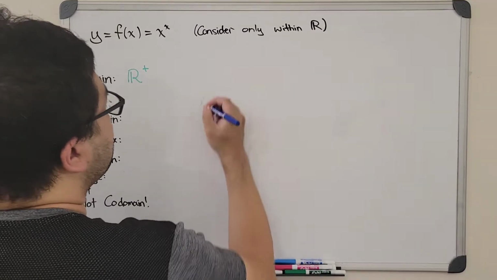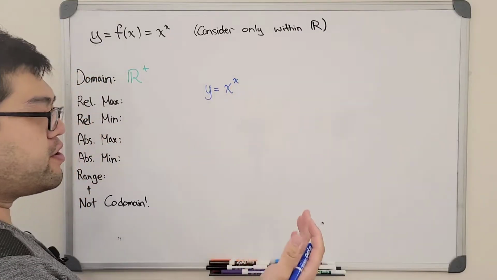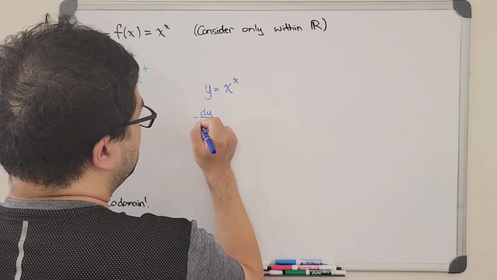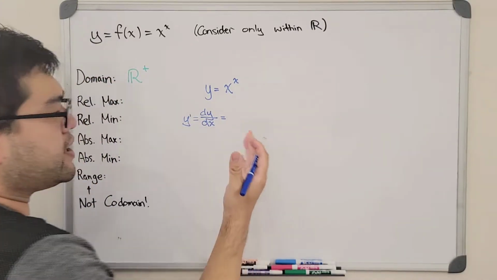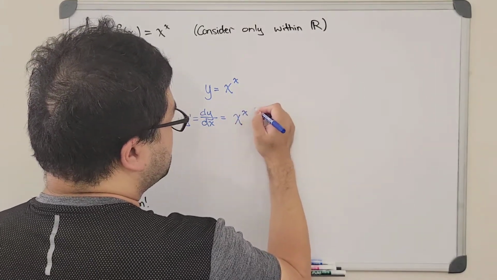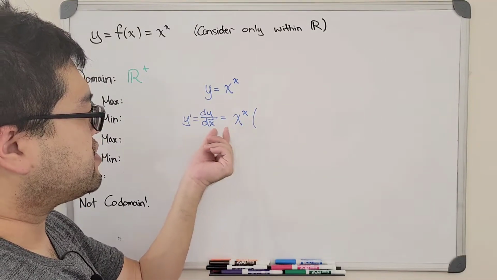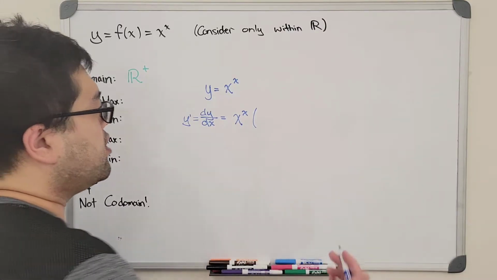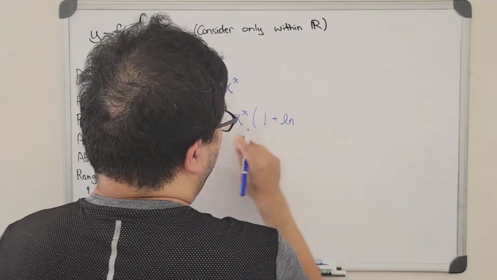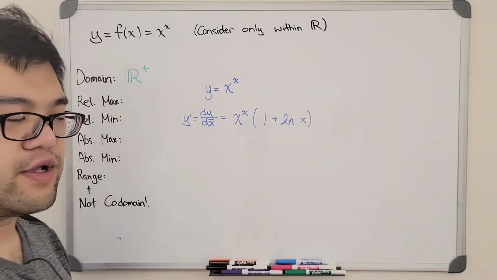So let's see. Given the function y equals x to the x power, if we take the first derivative, which is dy over dx, or y prime, we are going to get, and I'll just write out the answer. How to get that, we already have another video in the past that showed how to get the first derivative of x to the x power, so you can go back and find it. We get x to the x power times the quantity 1 plus ln of x.